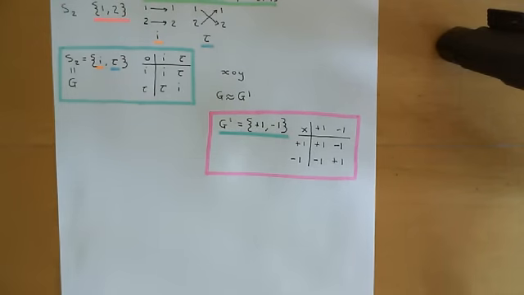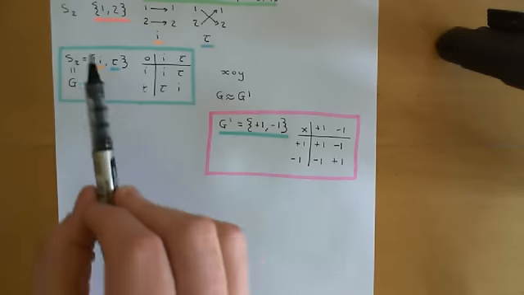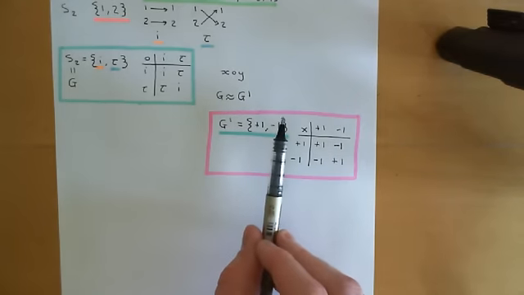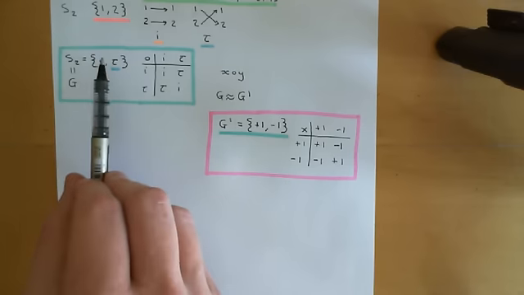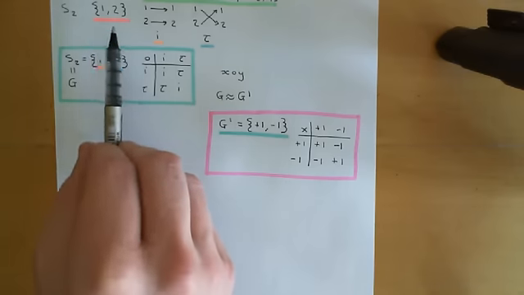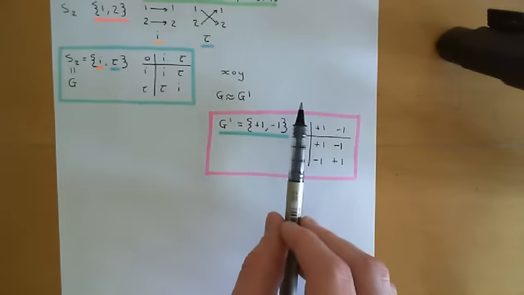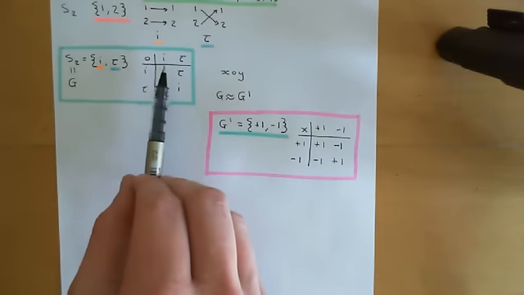So what do I mean by isomorphic? Well, basically what it means to say that this group is isomorphic to this group is that all that you have actually done to change this group into this group is change the symbols that you're using.